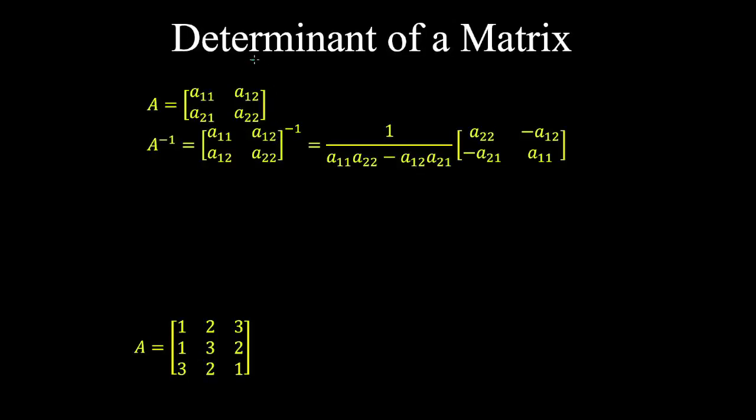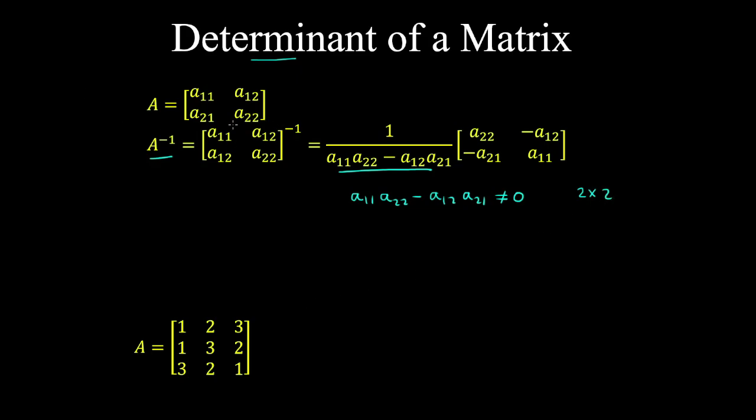The determinant can be used to develop a specific equation to calculate the inverse of a matrix. So if we recall the inverse of a 2 by 2 matrix, this was only defined if this expression in the denominator was not 0. And this is called the determinant of our 2 by 2 matrix.